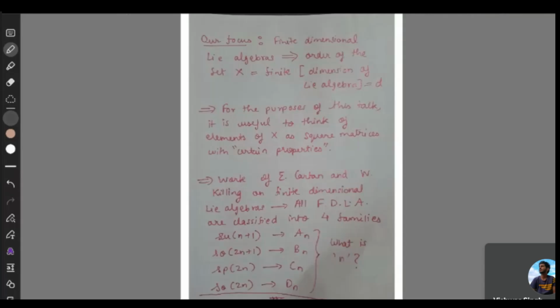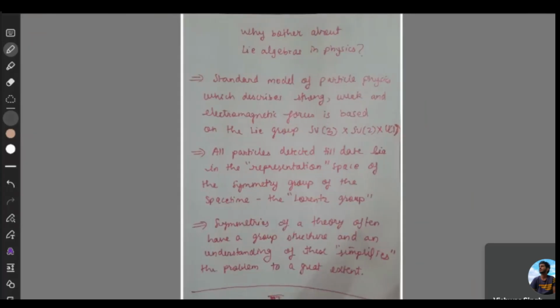Okay, so here one question will arise. What is this n here? All of A_n, B_n, C_n, and D_n have a subscript n. What does this subscript mean? This is what is called the rank of a Lie algebra, and we'll understand some of the technical details associated with this shortly. So let's move forward. Since there is not much mathematical jargon here, I will not write anything, and we will move to the next slide.